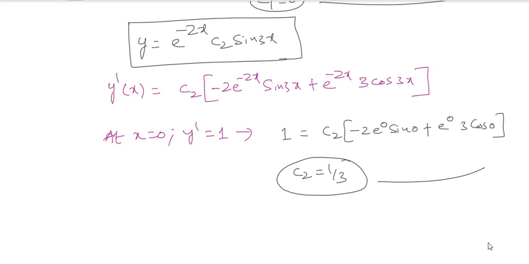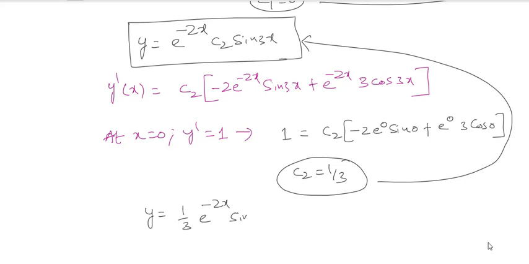So this c2 value we substitute in this. You will have y = (1/3) e^(−2x) sin 3x. This is the complete solution for the particular differential equation.